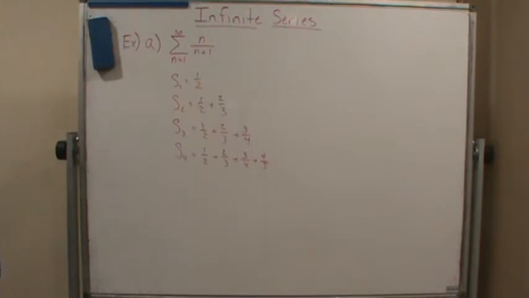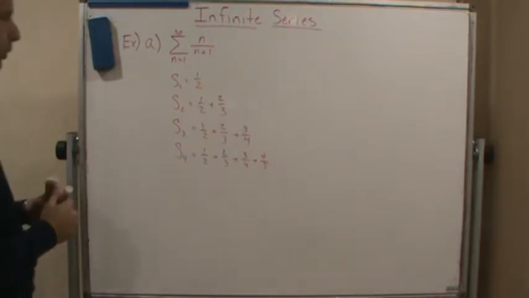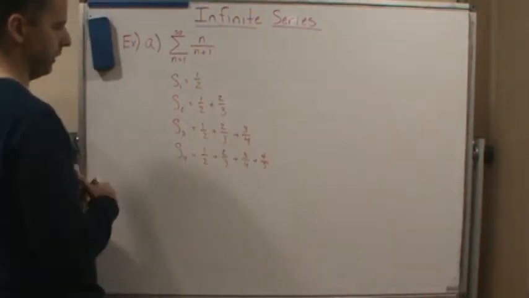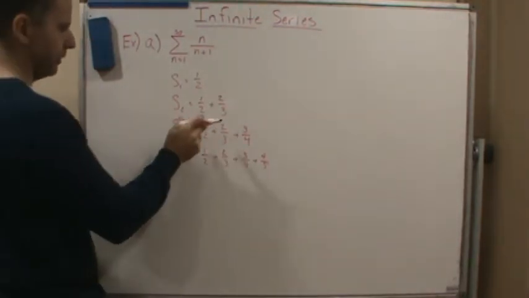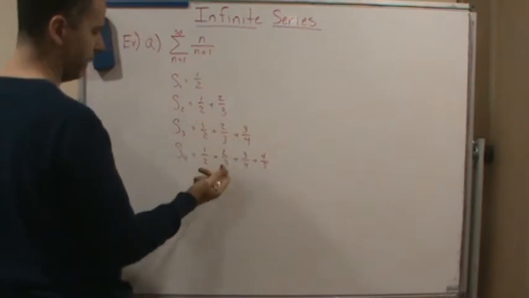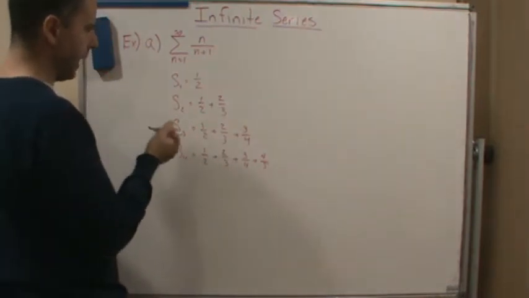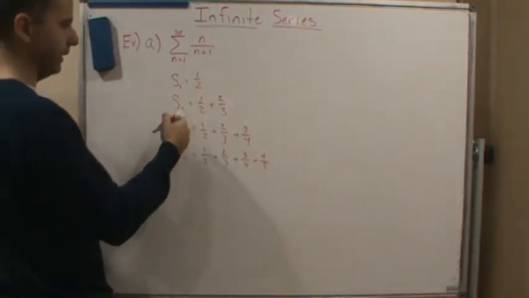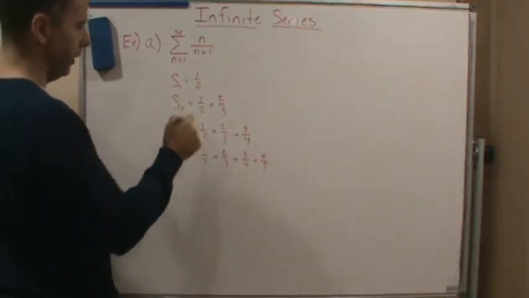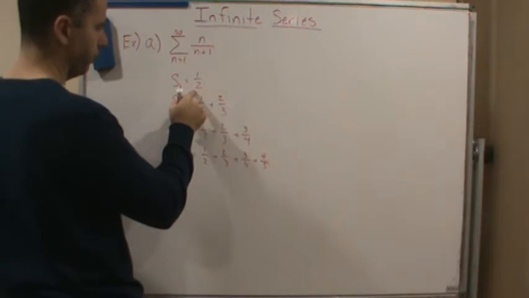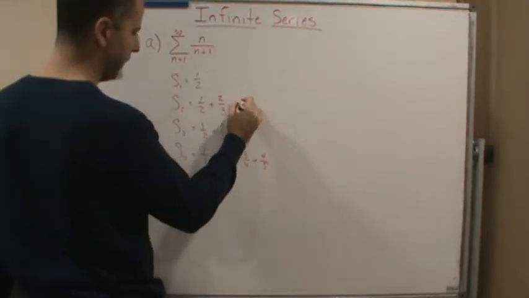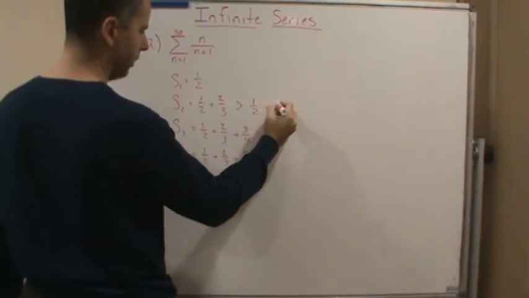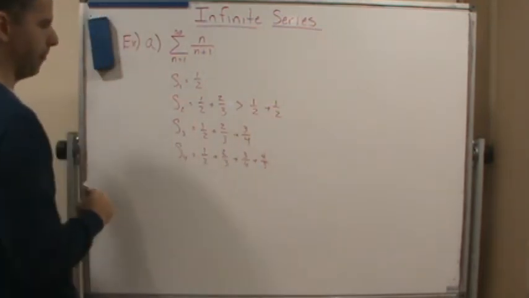So let's compare this to something. So we know, for example, this one's going to be bigger than 1/2, right? All of these are going to be bigger than 1/2. In fact, if we compare this to, let's say, just adding 1/2, right? So we have 1/2. Here, this is going to be bigger than what? This is going to be bigger than 1/2 plus 1/2, right?